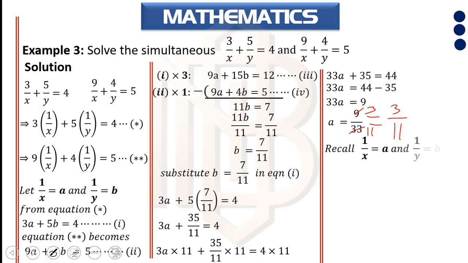So then we can recall, because we are recalling from here. So we recall that 1 over x equals to a and 1 over y equals to b.